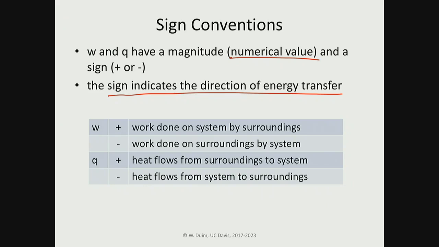So if work is done on the system by the surroundings, the work has a positive value. If it's the other way, if the work is done on the surroundings by the system, it's going to have a negative value. Similar for heat. If heat flows from the surroundings to the system, it has a positive value. If heat flows from the system to the surroundings, it's negative.